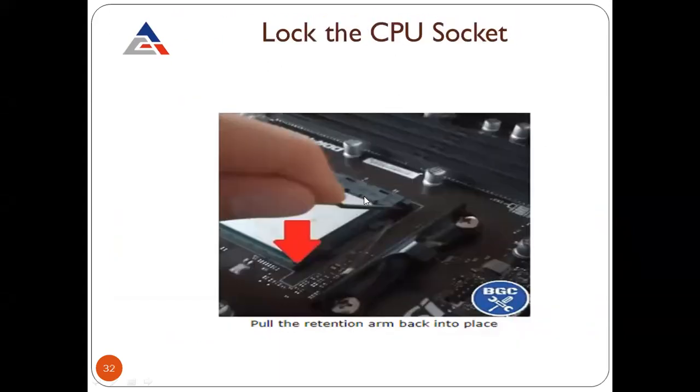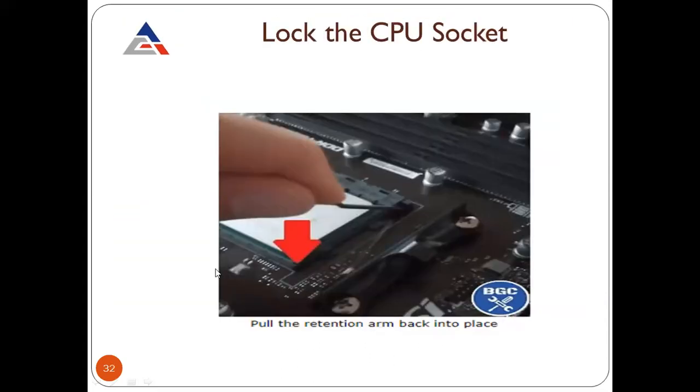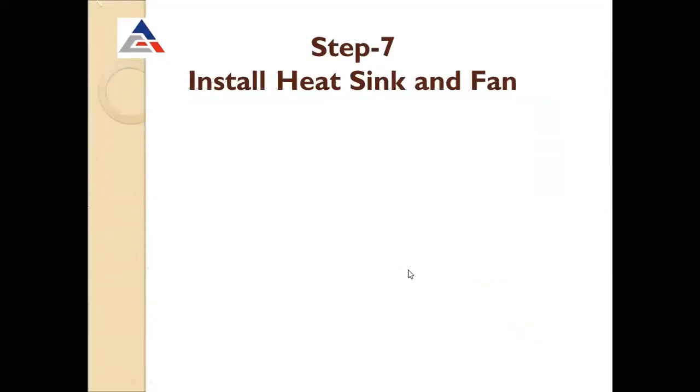Lock the CPU socket. Once you have put the CPU in the CPU socket, lock it. Pull the retention arm back into place. Next is installing the heat sink and fan. Now the motherboard is placed and the CPU is installed. Next is how we can install the heat sink and fan.